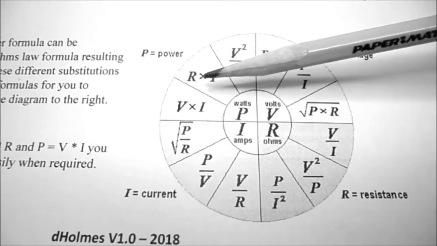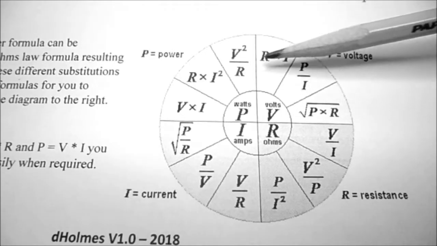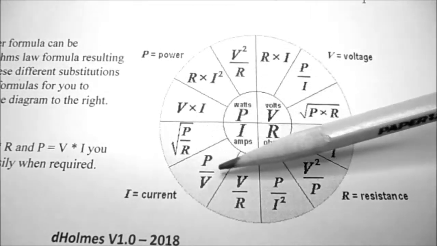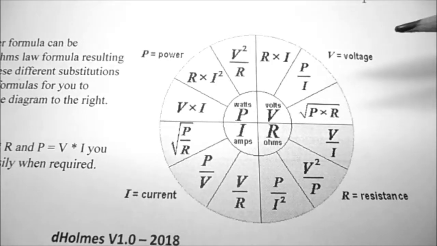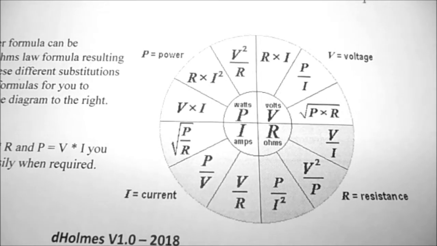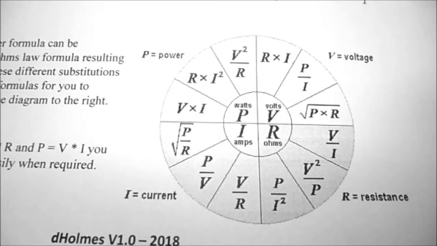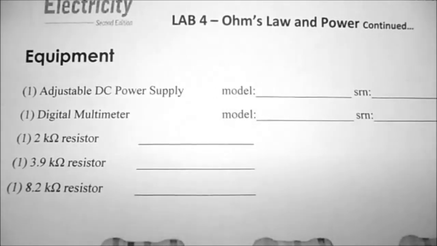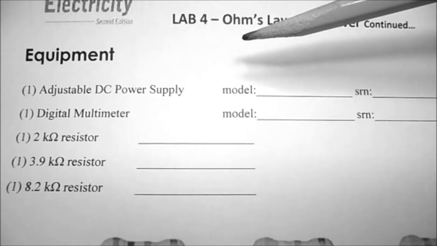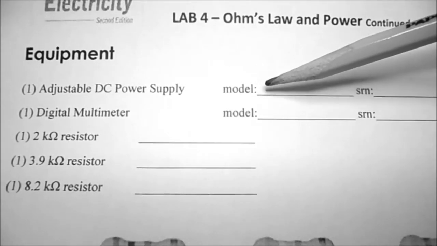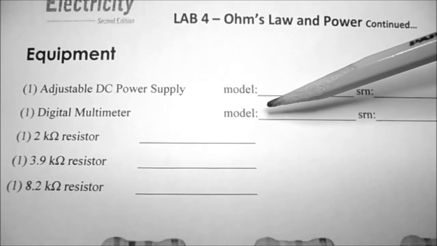There's actually 12 of these different formulas. Rather than memorizing them all, I just highly recommend you remember Ohm's law as V equals IR and power equals I times V, and then just rearrange them as you need them later on rather than trying to memorize all 12 different formulas. So you can see on the next page we want to know the model number of both the DC power supply and the digital multimeter.